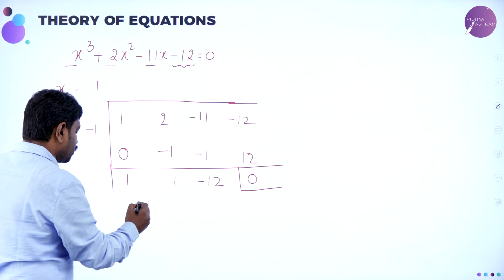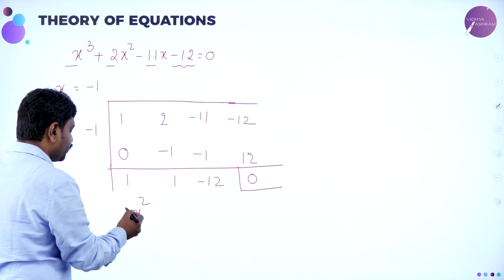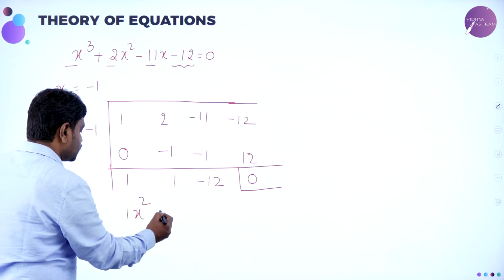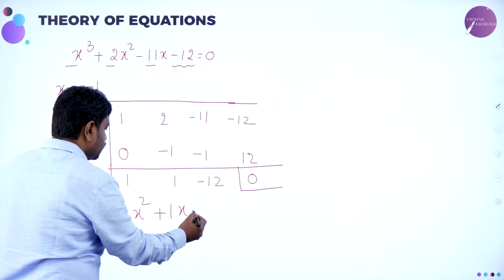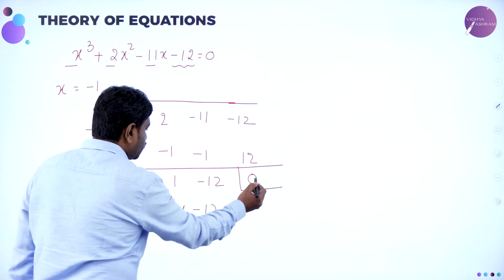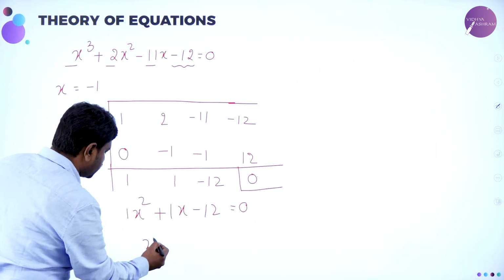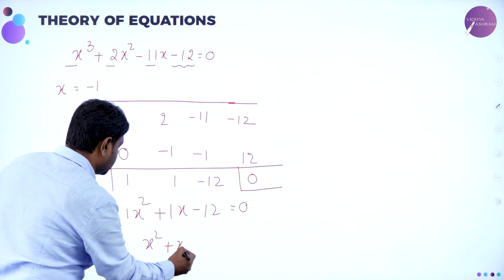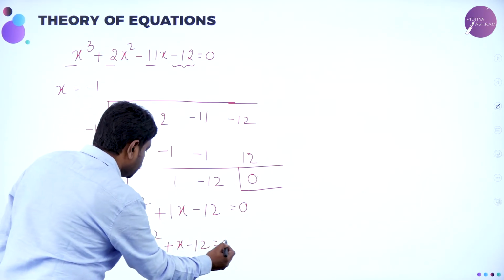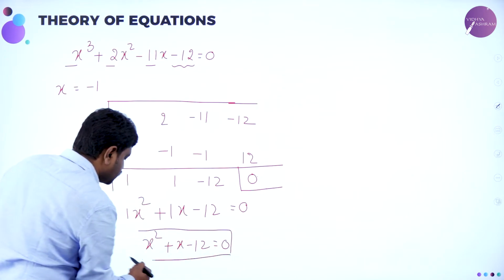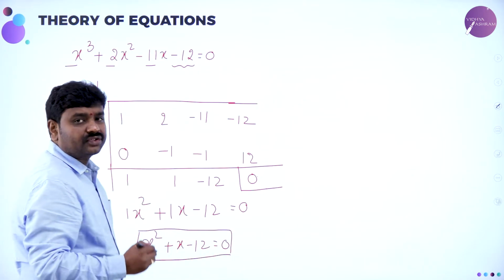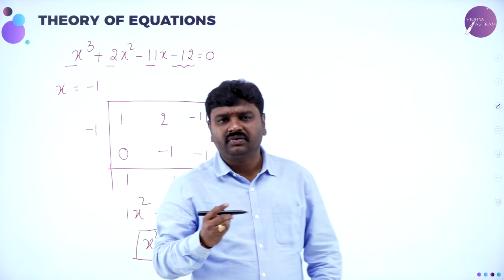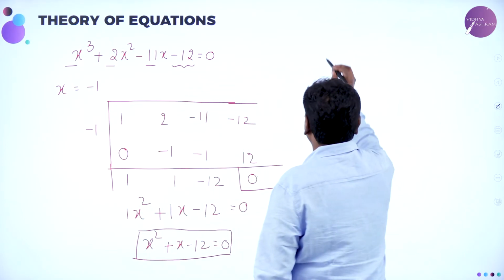Now, these are the coefficients of x square. So, what is the x square coefficient? X square coefficient is 1. 1x square plus 1x minus 12 is equal to 0, or just x square plus x minus 12 is equal to 0. Now you got a quadratic equation. First step is to get the quadratic equation. So now you know how to solve a quadratic equation. We'll try to do factorization to get the answer.